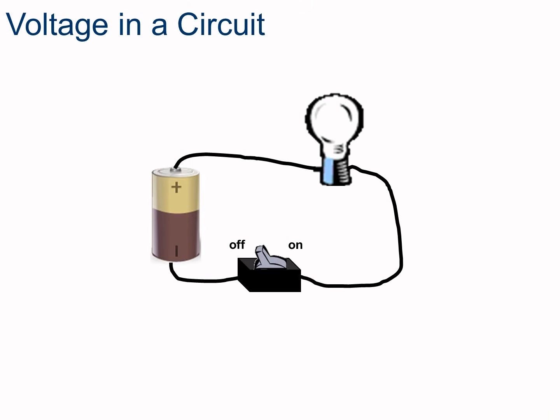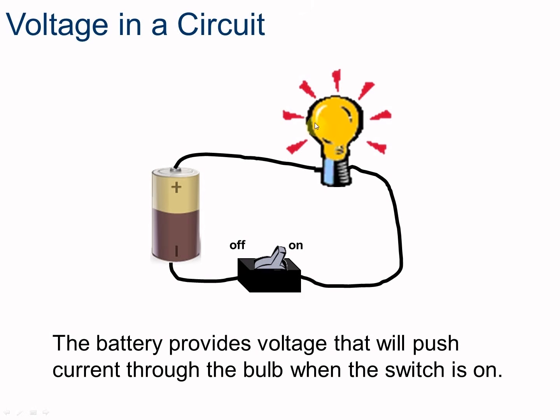And so we take a look here, and here's our circuit, and we flick the switch, and the light lights up. Very good. Because there is a voltage, there's a force that is pushing those charges through that circuit and back to the other side.